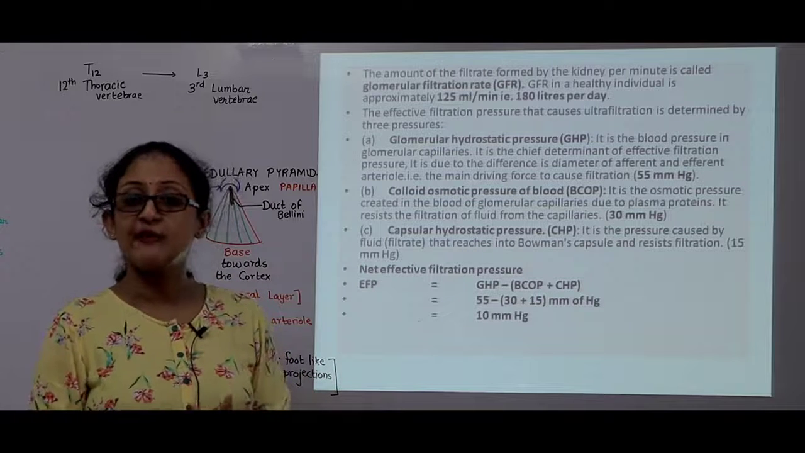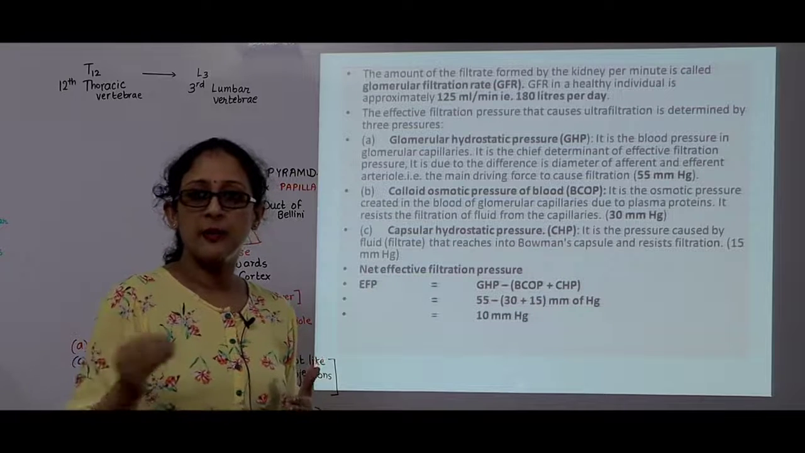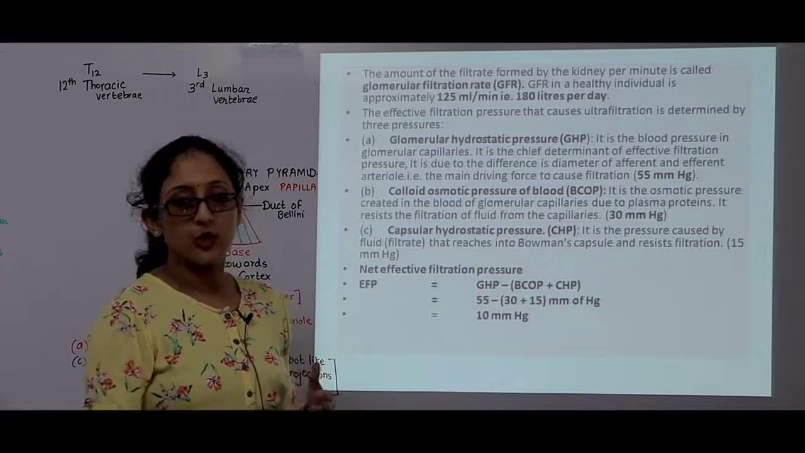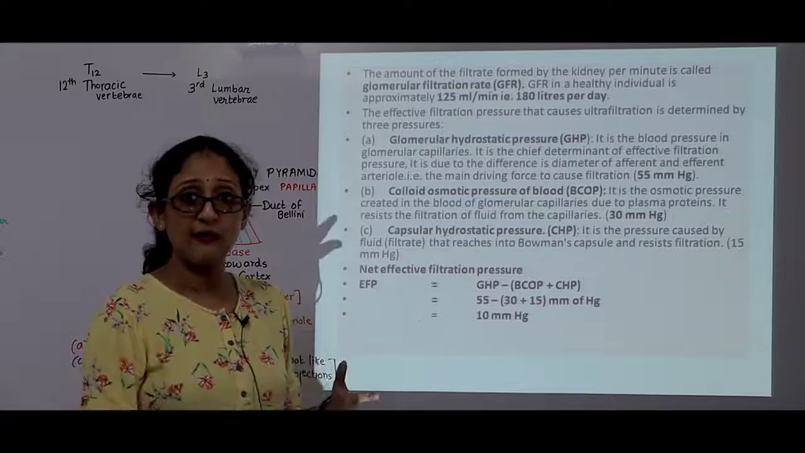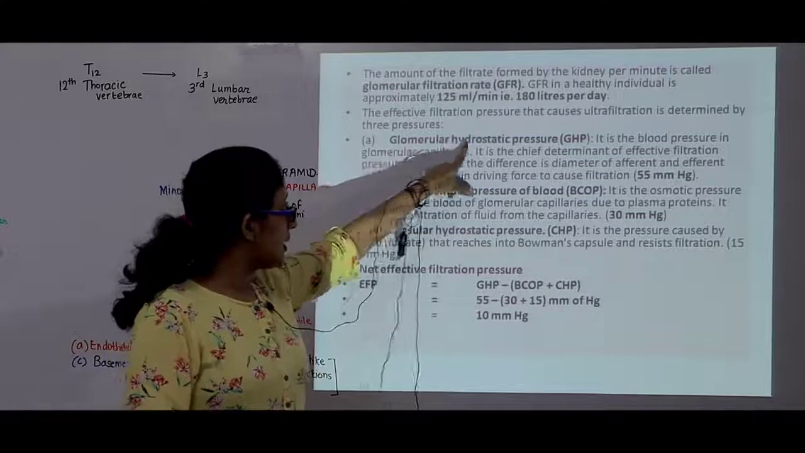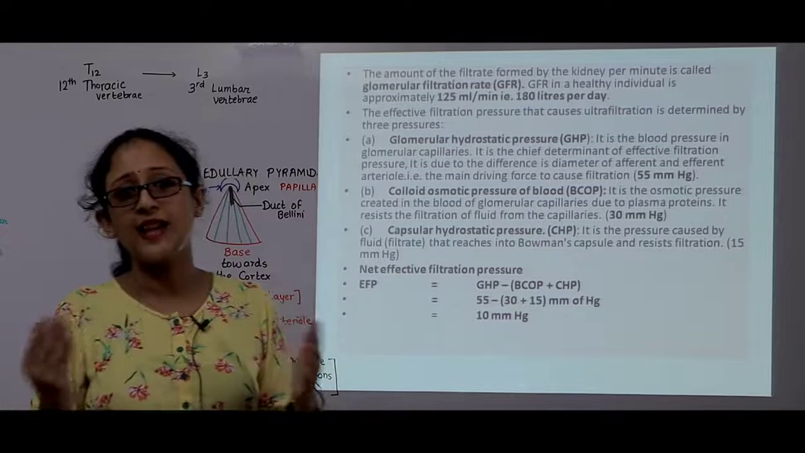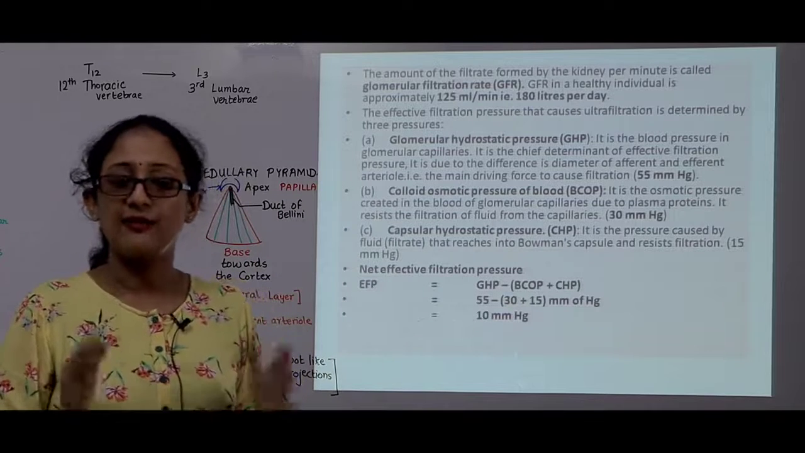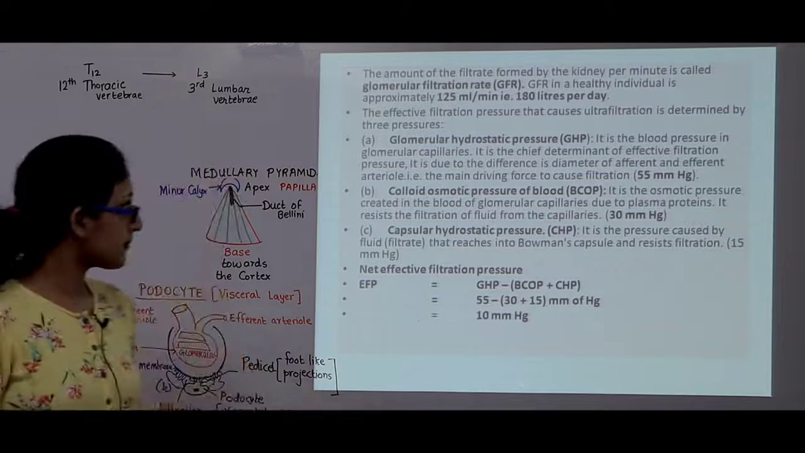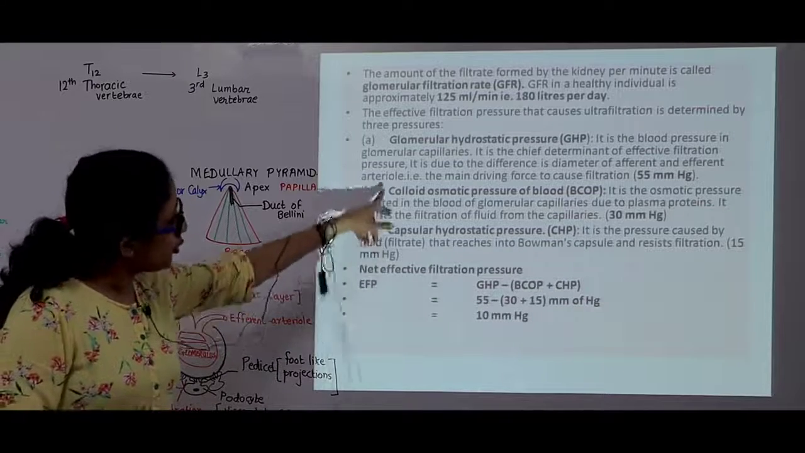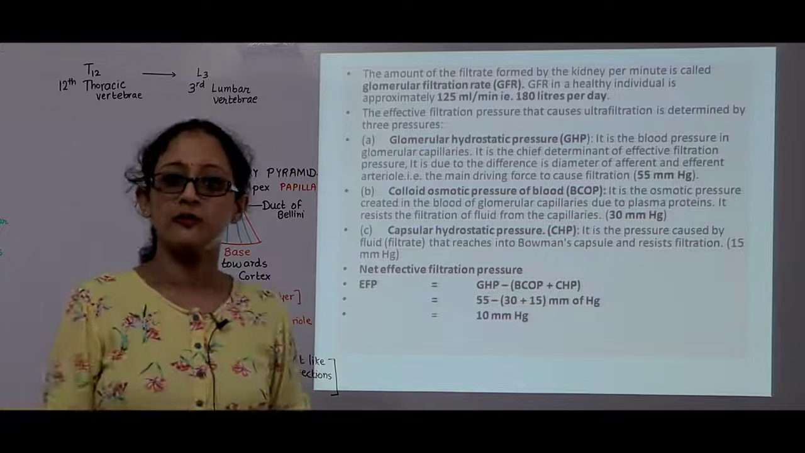The value is 55 mm of mercury. So pressure is normally measured with respect to mm of mercury. So what is the pressure which causes ultrafiltration? The driving force is the glomerular hydrostatic pressure due to the difference in diameters of the afferent and the efferent. The value is 55 mm of Hg. Next, but there are two forces which do not want this to occur. So there are two opposing forces now.